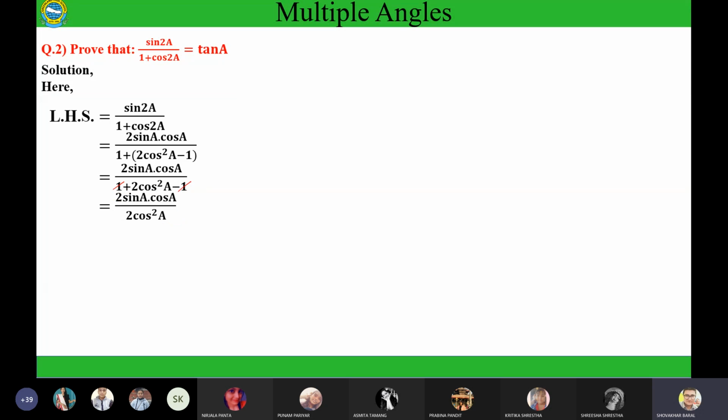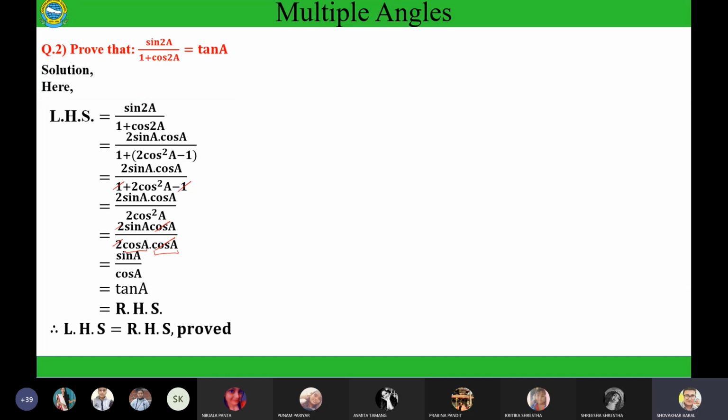So let's simplify it further. It will be 2 sin a cos a upon 2 cos a into cos a. I am just writing it 2 times since it is square here. I have elaborated the step here. So cos a and cos a are cancelled. Similarly, these 2 and 2 are cancelled because these are constants here. So sin a upon cos a is equal to tan a. Therefore, LHS is equal to RHS, proved.